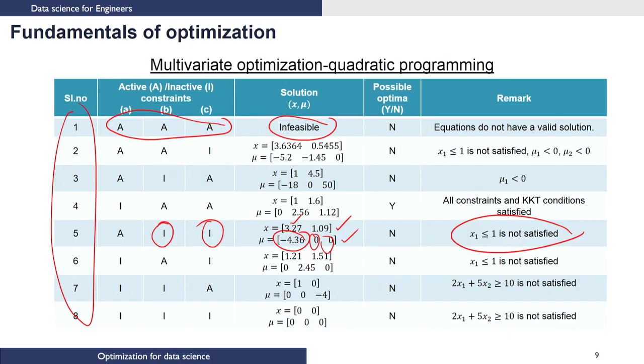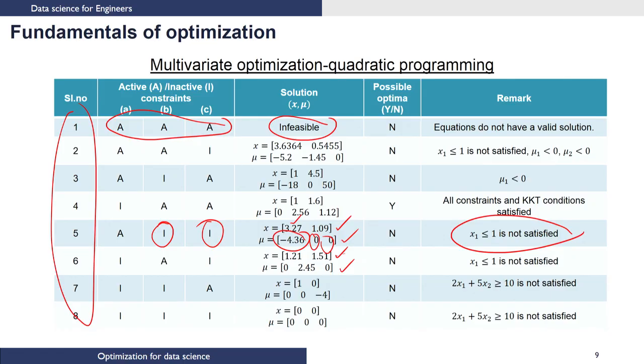Let us say row 6 for example, here we have made a choice that the first constraint is inactive, the second constraint is active, and the third constraint is inactive. Again we will get 5 equations in 5 variables, and we will look at the solution here. It again looks good from the x viewpoint. We have solved for x1 and x2, 1.21 and 1.51. Unlike the previous case, in this case the mu's also look good because mu's have to be positive. So, I have 0, 2.45 and 0. So, it looks like this is a good candidate for an optimum point.